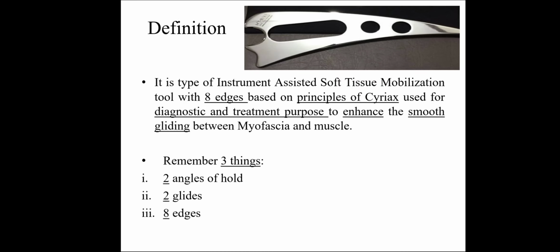Now 2 glides. The last point to remember, 2 glides. That is, when you are using M2T blade either for diagnosis or for treatment, make sure 1 glide is for diagnosis and the following should be for therapies. The glides are going to be either from up to down direction or down to up direction on a muscle.